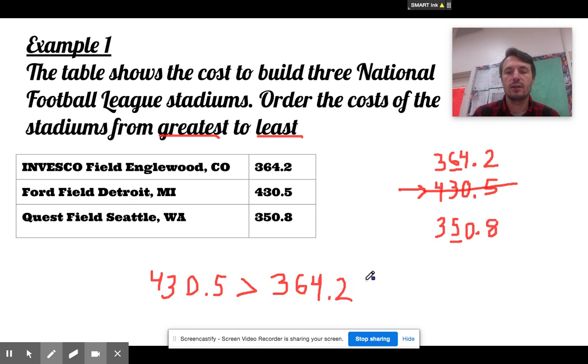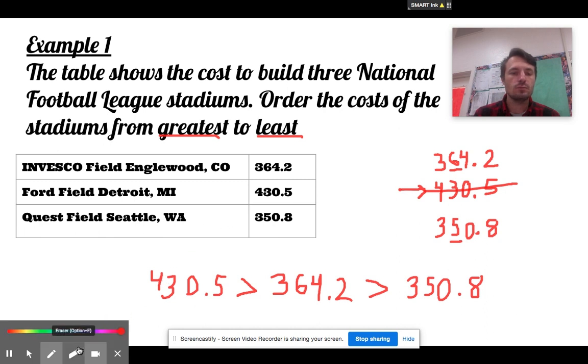So it goes next in the list. The alligator mouth eats that number, and since there's only one number left, we know it goes last. 350 and 8/10 is the smallest number. So the stadium that was the most expensive to build was the Ford Field Detroit Stadium in Michigan. The one that was next most expensive is the Invesco Field Stadium in Inglewood, Colorado. And the least expensive one to build was the Quest Field Stadium in Seattle, Washington.